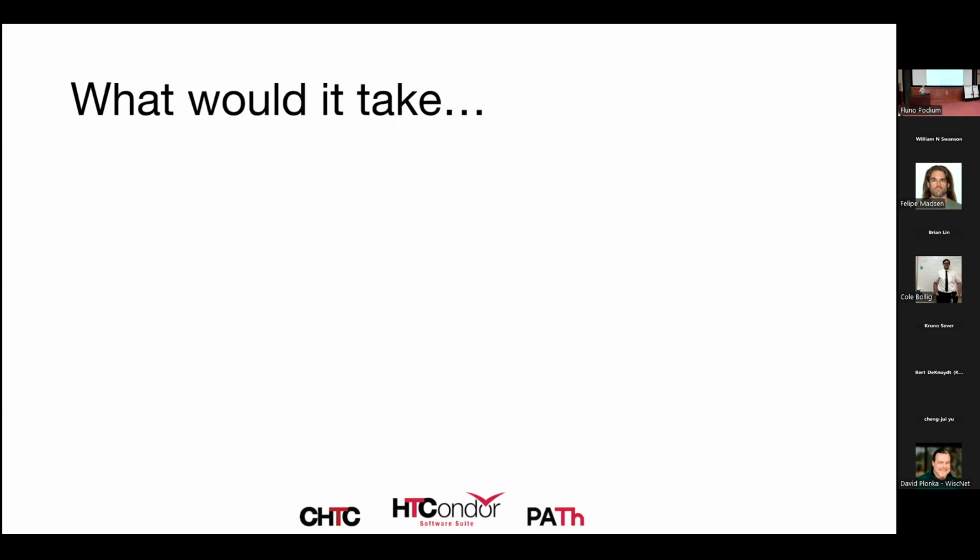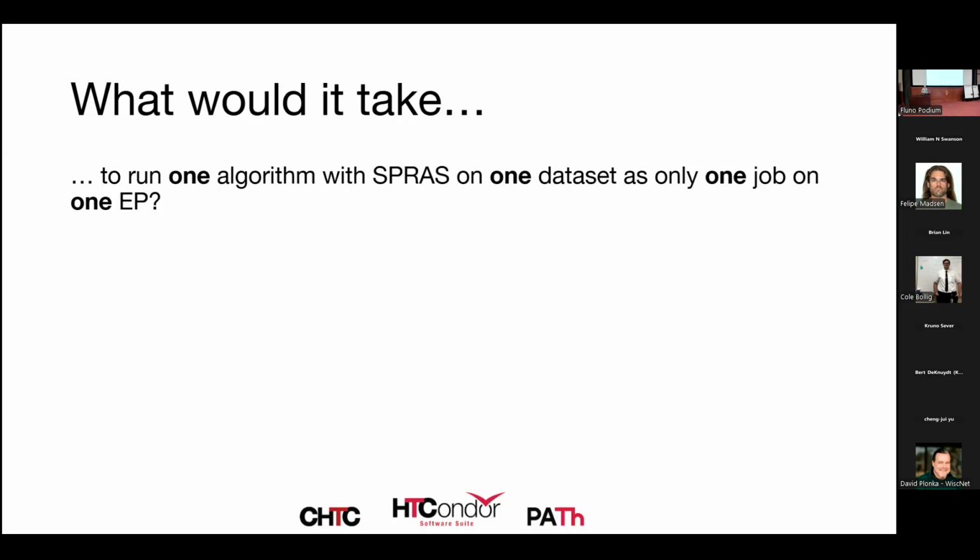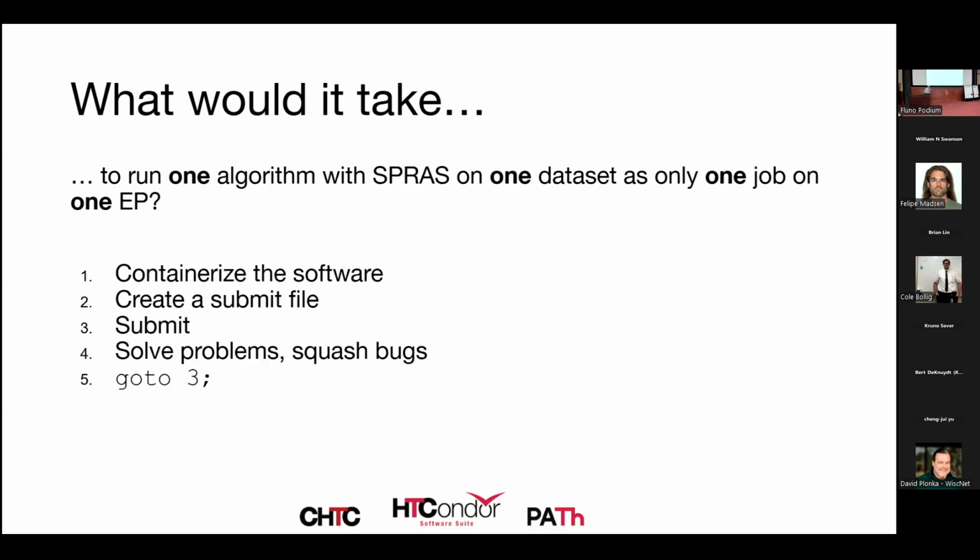All right, so at this point, we've been talking the last couple days about all hearing that little Marone voice in our heads. I think my Marone voice kicked in, and I started by asking, what would it take to run one algorithm with Sprass on one data set as only one job on one EP, kind of the simplest thing we could get running. Using this, what can we learn from the process? So this is a pretty familiar story for a lot of us who run workflows. First step is containerize the software, find some way to create a portable environment. Next, create a submit file that we can use to pass this work onto HTCondor, submit the job, find the bugs, solve the bugs, and iterate.